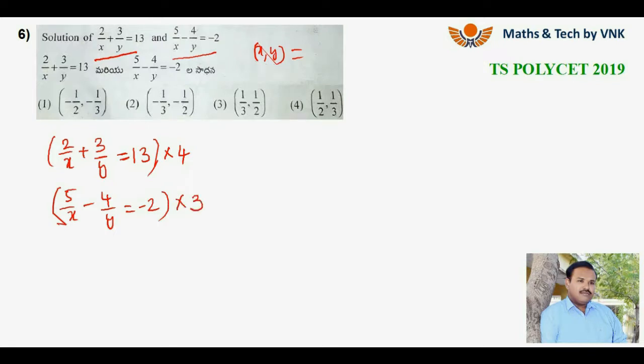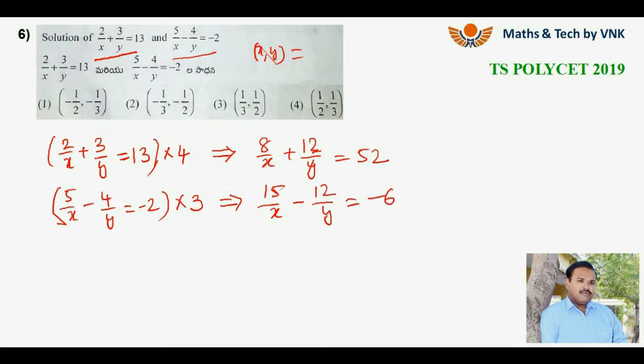After multiplication, the first expression becomes 8 by x plus 12 by y is equal to 52, and the second expression becomes 15 by x minus 12 by y is equal to minus 6. Now to eliminate y, add these two equations. So plus 12 by y and minus 12 by y get cancelled. Now 8 by x plus 15 by x is equal to 52 minus 6.